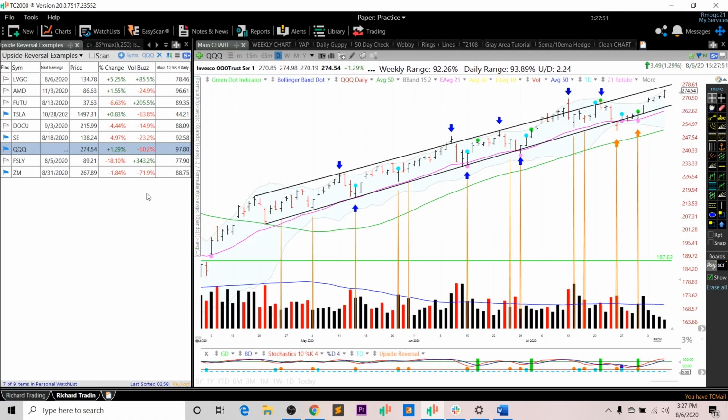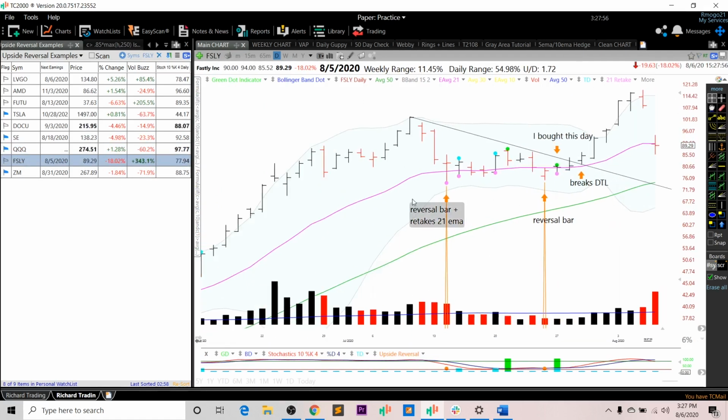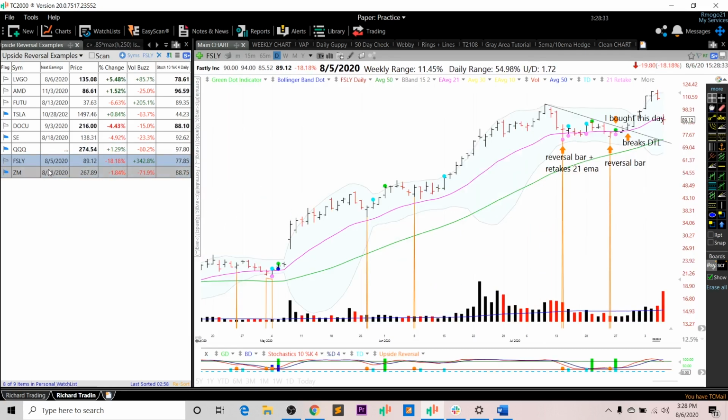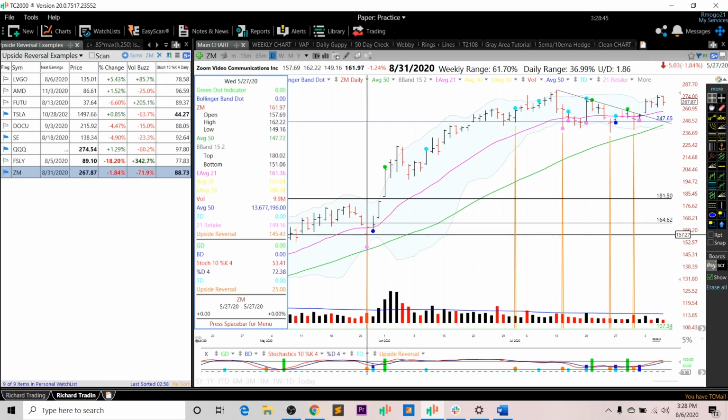Moving on, we've also got FSLY, which had two nice ones like SE within this base right here, and you had a reversal bar, and it also retook the 21 EMA on this day, and you also had one right here with a nice close above the open. And finally, taking a look at Zoom, you also had a bunch of different examples within this base right here, which really identify the bottom and where institutions are coming in to support the stock. And you also had one on this day on the 27th of May, as with a bunch of growth stocks.